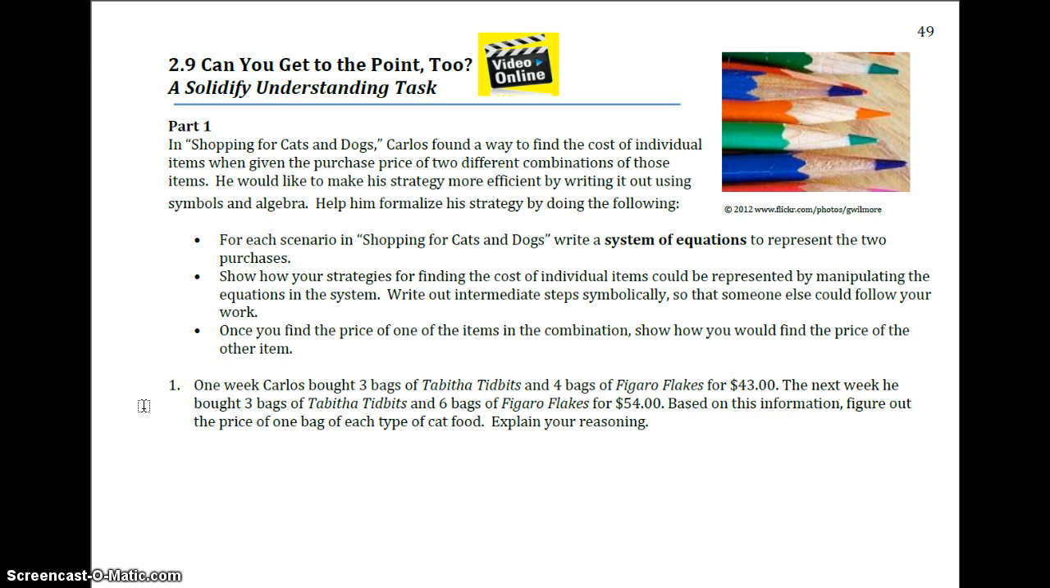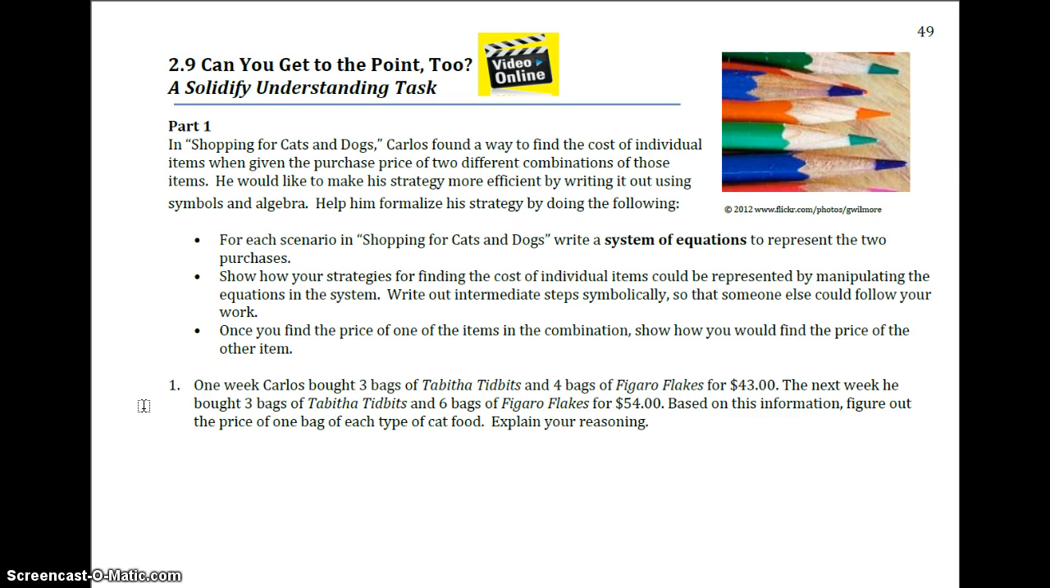We're actually going to essentially be redoing task 2.8. If you recall, in task 2.8, it was about Carlos going shopping, and you had to figure out the prices of all the items he bought. And I told you that you could not use equations. Equations were not allowed.